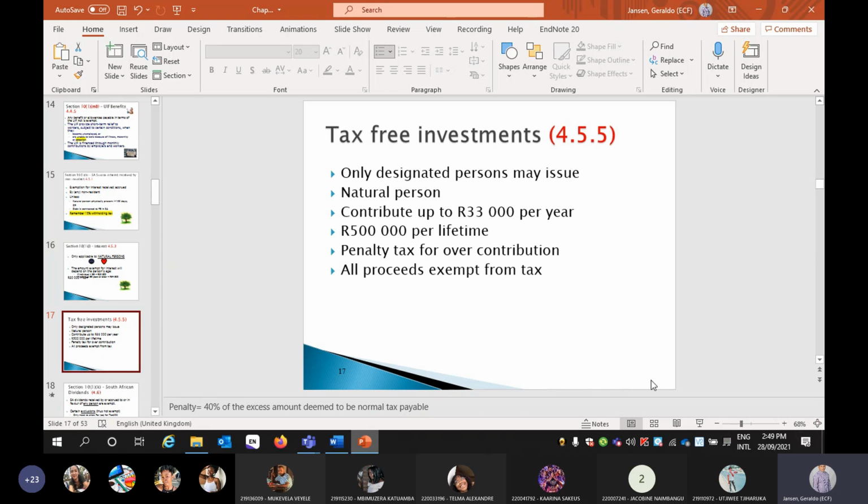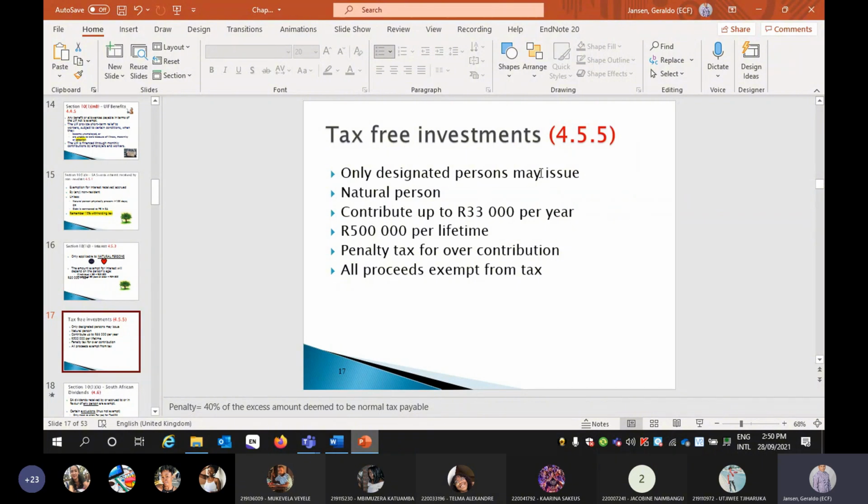Then the next one is tax-free investments. Now, guys, in Namibia, we also have this. This you find at the post office, okay? Tax-free, like the name says, tax-free. You don't pay any tax. Now, guys, here are some conditions. So tax-free investments, and you can find this in paragraph 4.5.5 in your prescribed textbook.